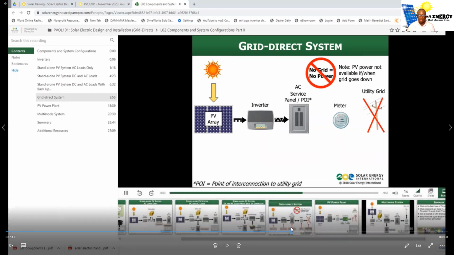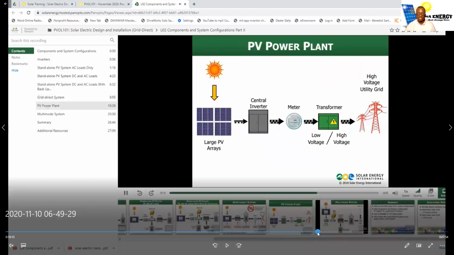Grid direct system, no grid, no power. As I said, no grid, no power. When there is no grid, you have no power. So I just explained that to you previously.